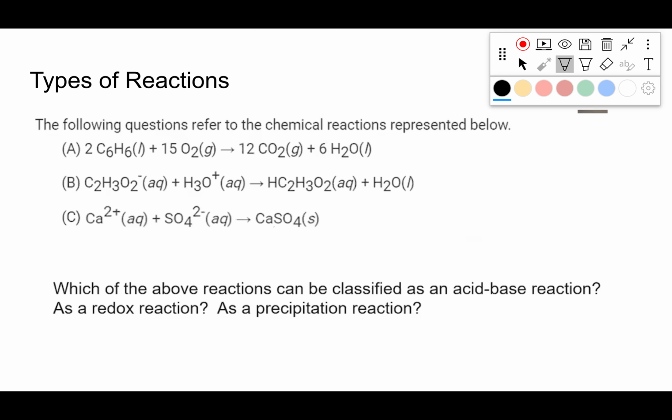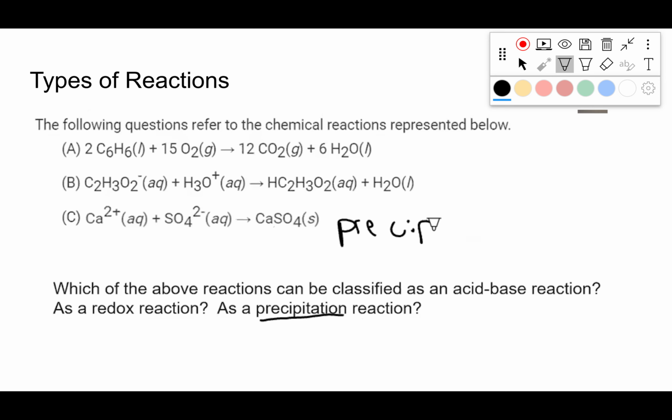In these problems, it says, which of the above reactions can be classified as an acid-base reaction, a redox reaction, or a precipitation reaction? As we're doing these problems, we're also going to label things with their oxidation numbers and also label acid, base, conjugate acid, and conjugate base because we need practice with those. In my opinion, of these three, the easiest one to see is precipitation because in a precipitation reaction, one of your products is going to be a solid. So letter C is going to be my precipitation reaction because I have aqueous calcium and aqueous sulfate ion. They come together to make solid calcium sulfate.